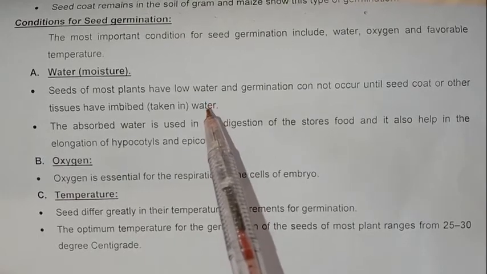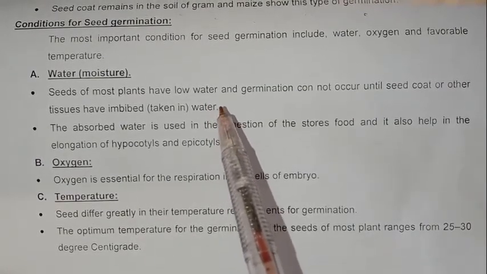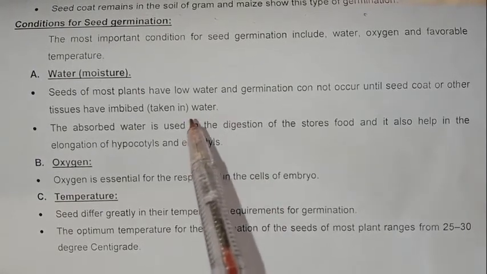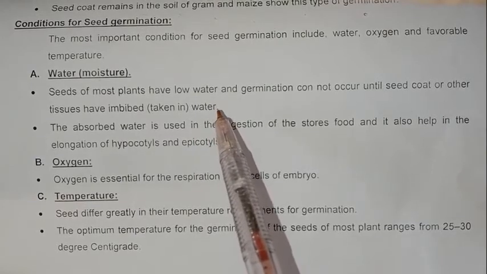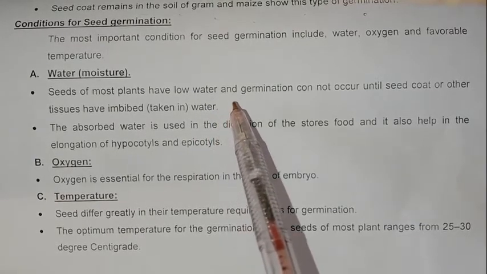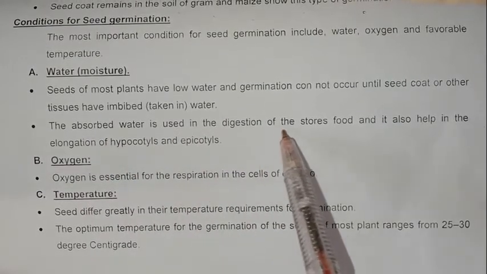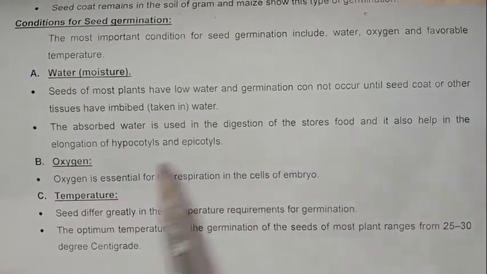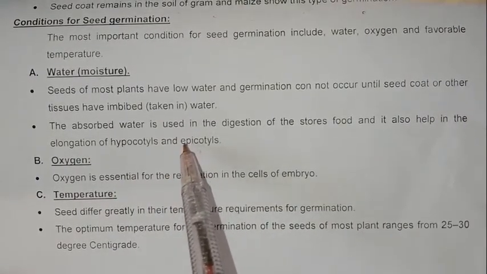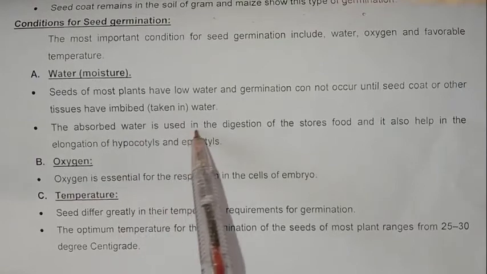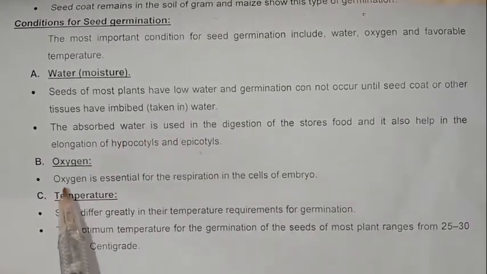If there is a low quantity of water in the soil and the seed coat does not get soaked or absorb water, it will remain in an inactive or suspended state, and the seed will not germinate. The absorbed water is used in the digestion of stored food, and also in the elongation of the hypocotyl and epicotyl. So due to epicotyl elongation, shoots develop, and due to hypocotyl elongation, the root develops.